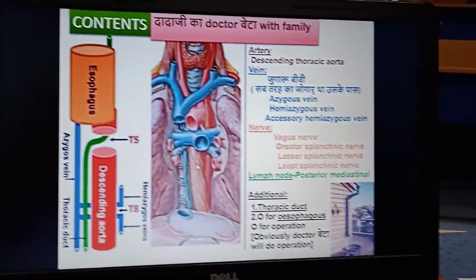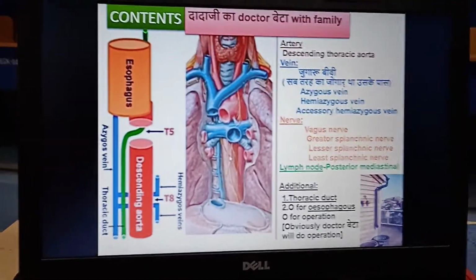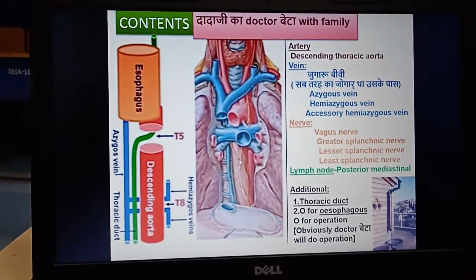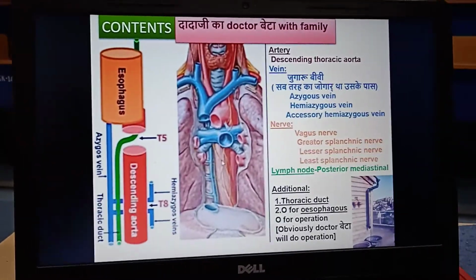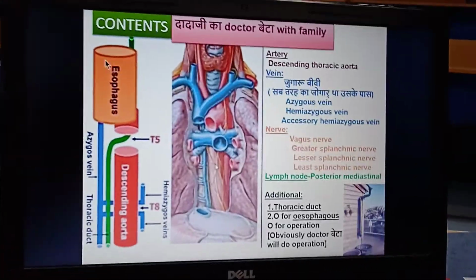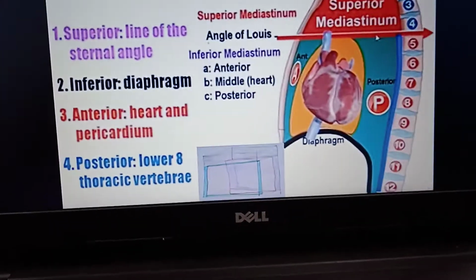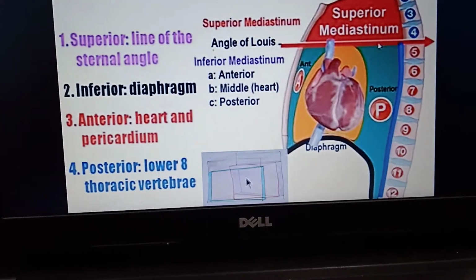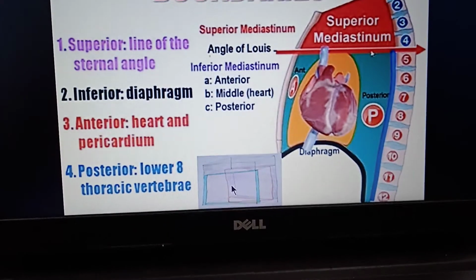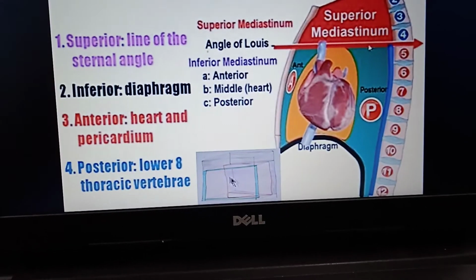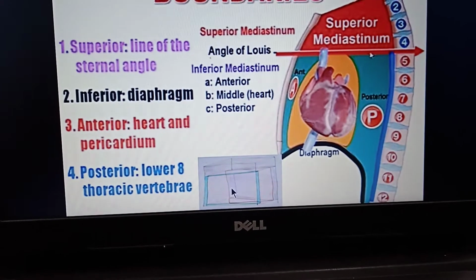And what are the inhabitants? One of the sons of Dadaji, that is grandpa, heart, is Dr. Beta. Doctor beta, he lives at the back. Here you can see this picture. I've told that the immediate branch is the inhabitant of this ground floor.